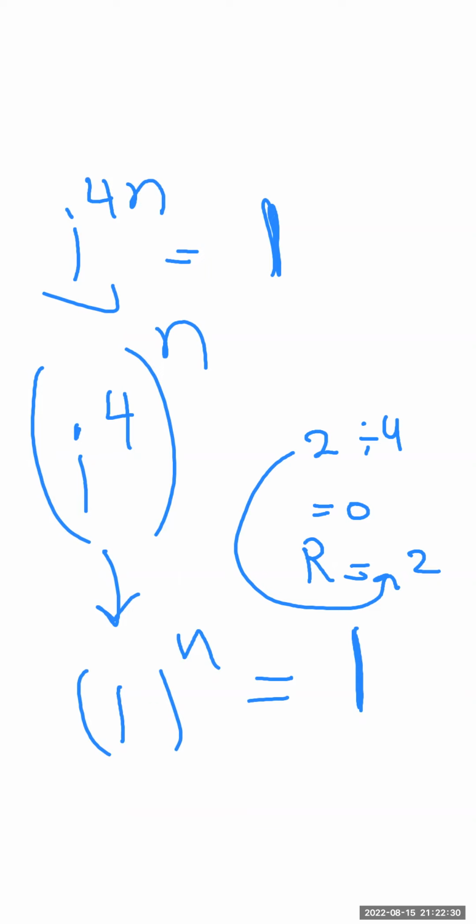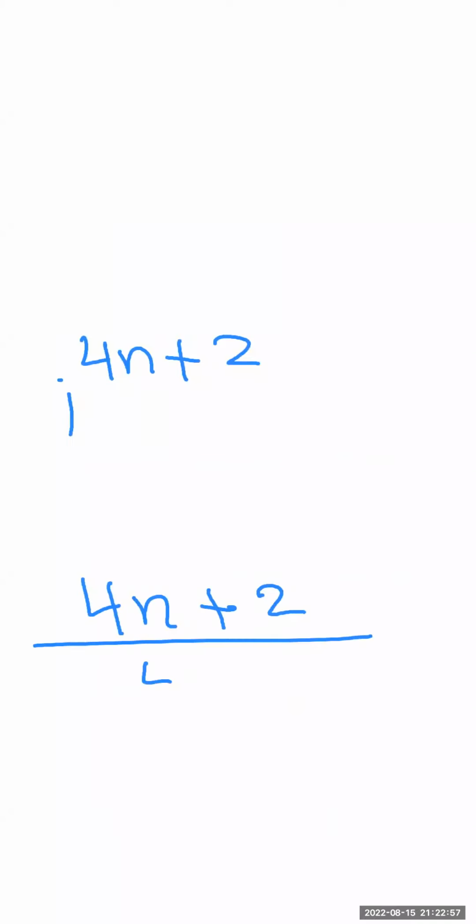So we get i to the power of 4n equals 1, and plus 2, the remainder is 2. So the remainder is 2 in this case, which means the number will equal -1. This is the remainder of the whole number, 4n plus 2. You will divide the whole term like that. If it's i to the power 4n plus 2, now divide 4n plus 2 by 4, so this means 4n over 4 plus 2 over 4.